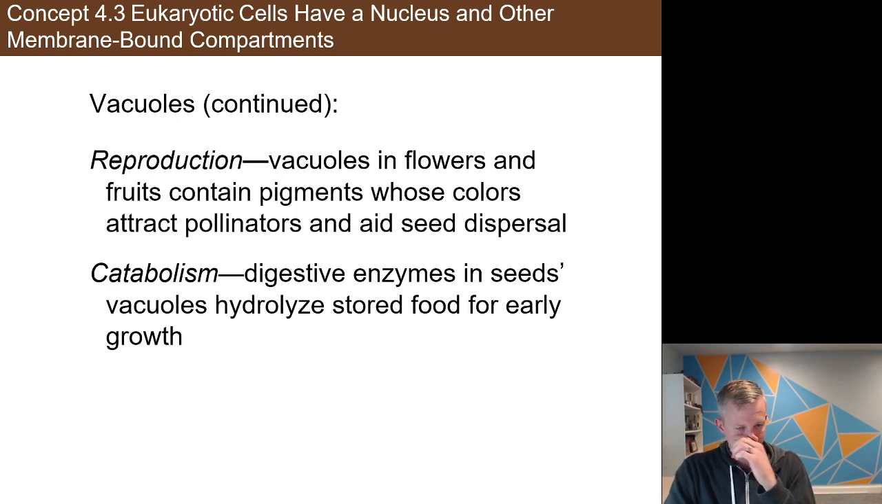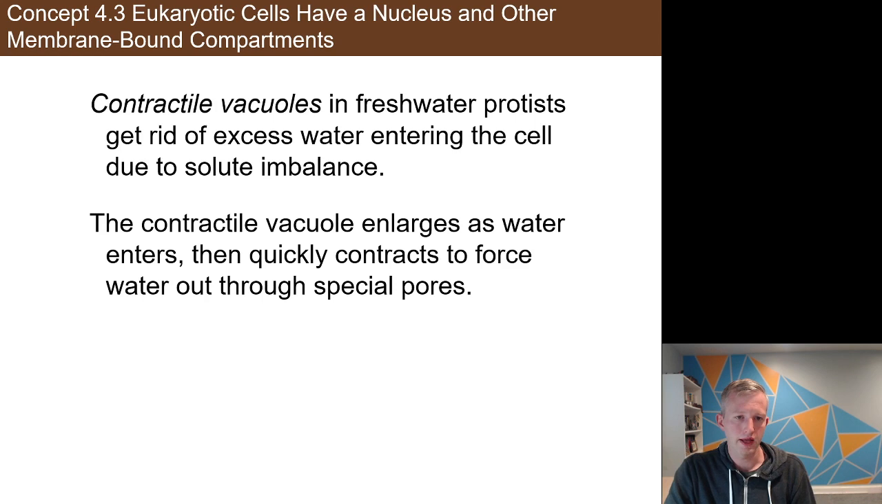Cool. Vacuoles can be used in different ways. Like reproduction sounds weird, but basically it just means that certain flowers can have different pigments inside of them that facilitate attracting certain pollinators and things like that. So there's a whole variety of functions to the vacuole, but the primary thing to know is it stores a lot of water and it provides that pressure for plants.